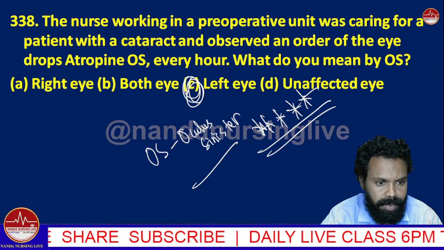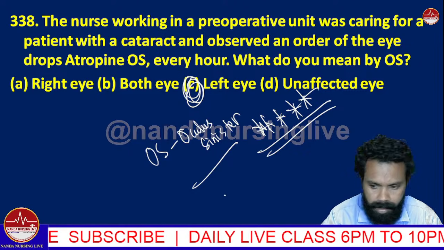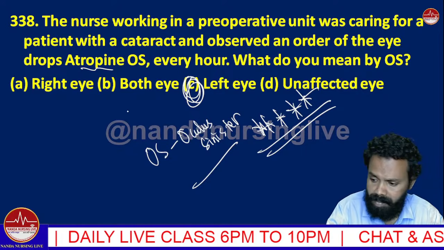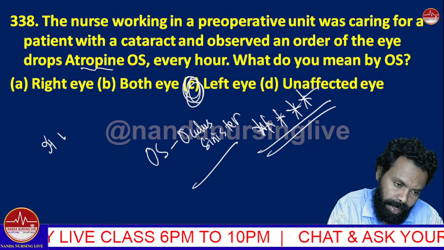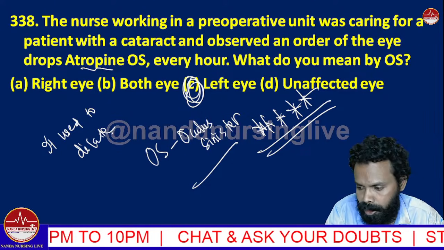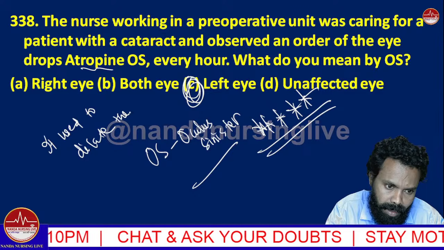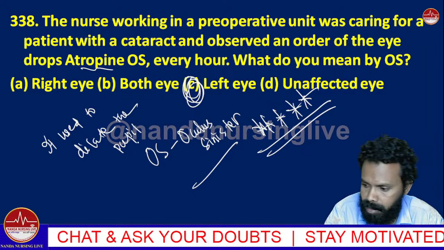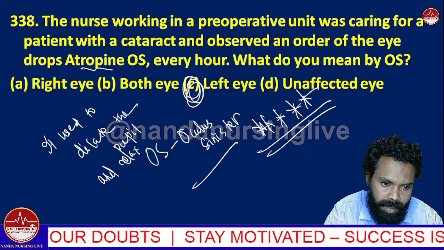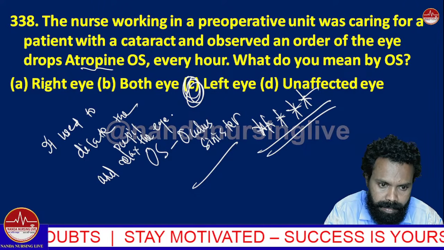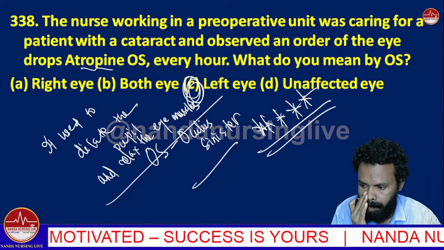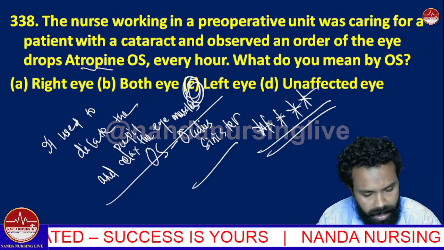And atropine eye drops किस पर use होते हैं बेटा? Atropine eye drops are used to dilate the pupil and relax the eye muscles before an eye examination or surgery. हाँ ना?